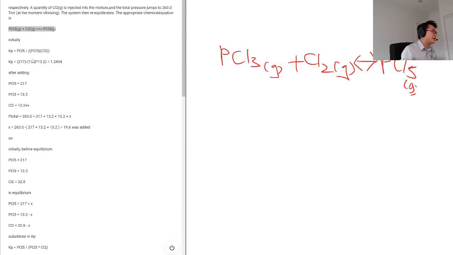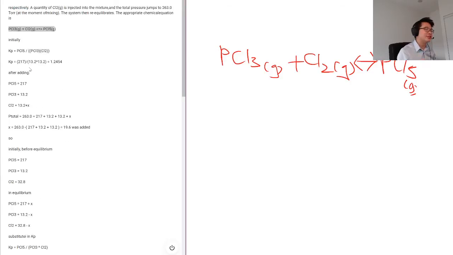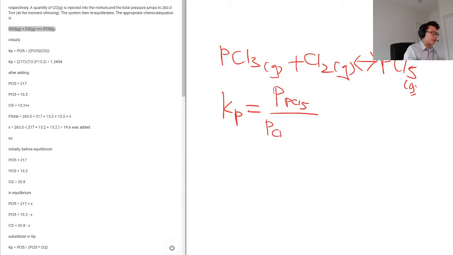So initially, we can calculate the Kp, and we are going to take the initial pressure, plug in the Kp expression. All right, so I would like to just write out the Kp expression. So we know that the Kp expression will be equal to the partial pressure of our product over the partial pressure of our reactants multiplied together. So this will be the expression of the equilibrium constant in pressure.